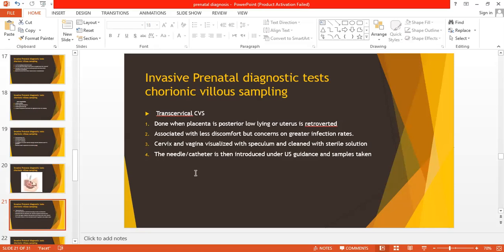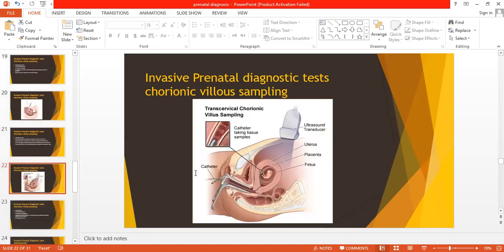It is associated with less maternal discomfort, but it is not preferred because there are concerns of greater infection rates from the normal vaginal flora. How is it done? A speculum is passed through the vagina to visualize the cervix. Then the cervix and the vagina are cleaned with a sterile solution. And after that, the needle or catheter is introduced under ultrasound guidance and samples are taken from the placenta.